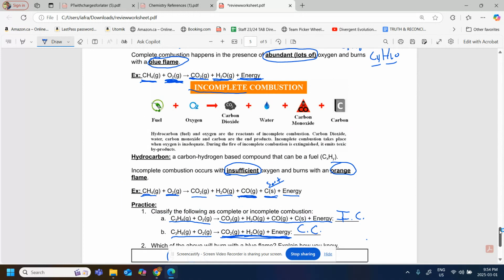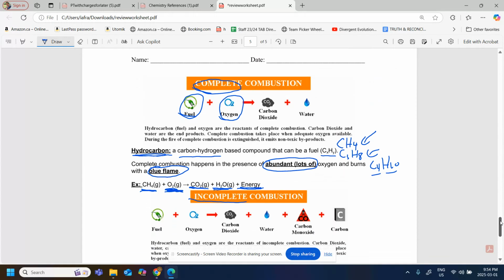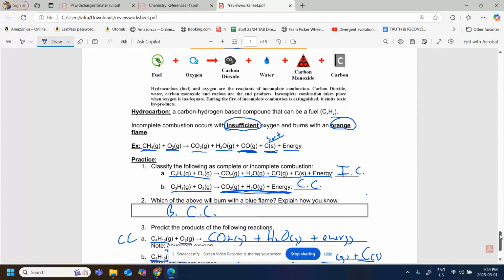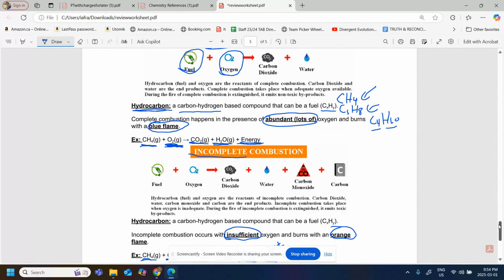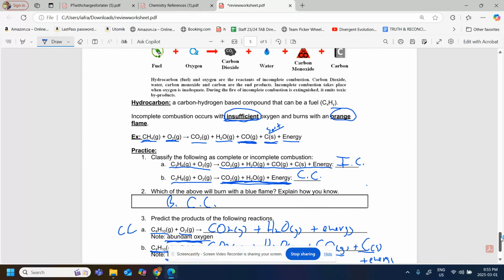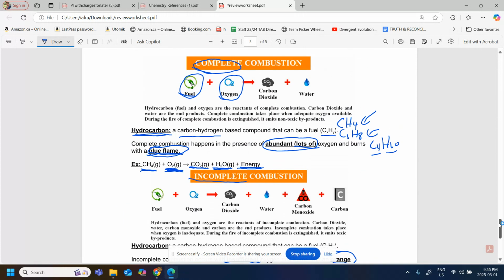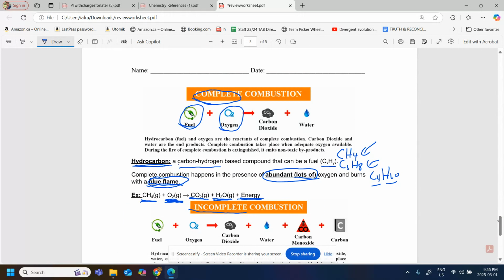And so in this video, we saw the differences between complete combustion reactions and incomplete combustion reactions in terms of flame color, in terms of how they're written, being the same in the reactants, but being different in their products. We also saw that complete combustions have abundant oxygen, which means lots of, and incomplete combustions have insufficient oxygen. They have different colors of flame, with complete combustion being blue and incomplete combustion being orange. Remember that this happens when you burn a hydrocarbon, and a hydrocarbon is just a carbon-hydrogen-based compound, and you're reacting it with oxygen gas in the atmosphere.